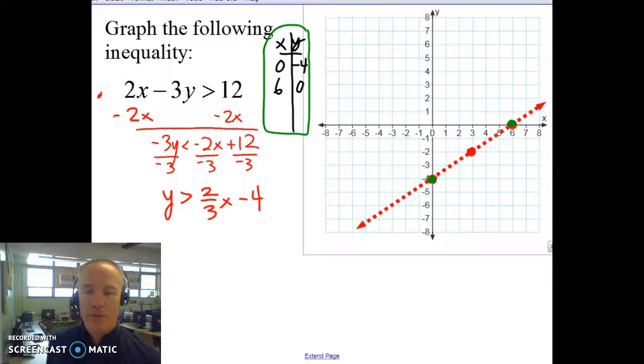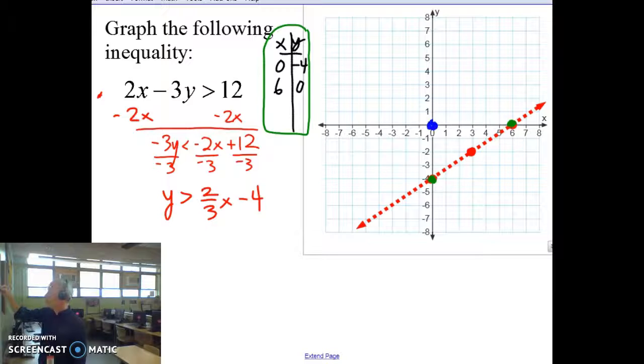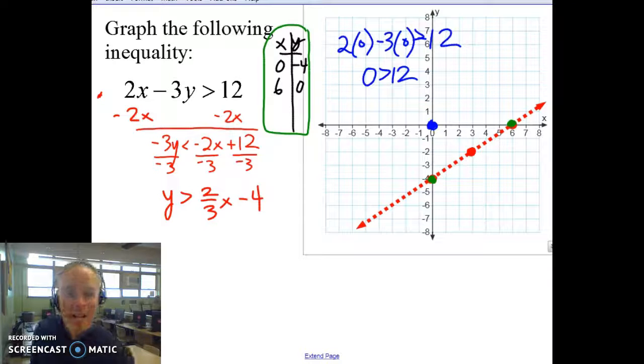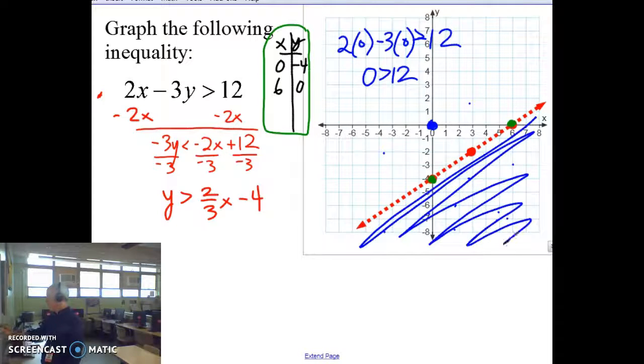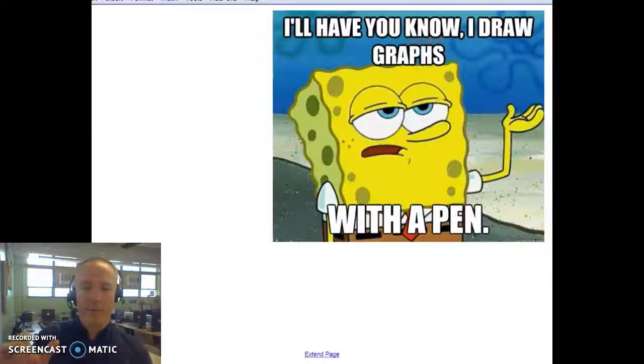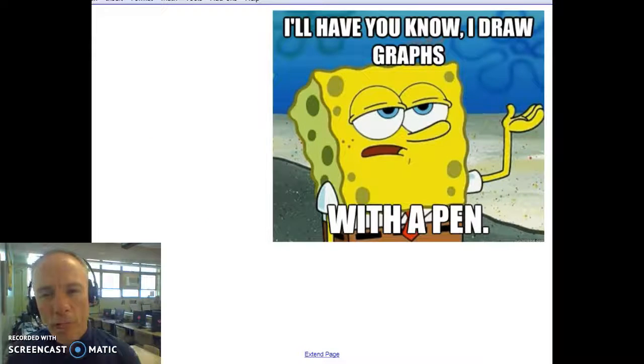Now, your next step after you've done this is you have to determine which are the solutions. It's a dotted line because it's a greater than symbol, not also equal to. So all of those dots on that line are not part of the solutions, but which region do we shade in? So now we try it with 0, 0. 2 times 0 minus 3 times 0 is greater than 12. Is 0 greater than 12? It is not. So we're not including all of these solutions up here. We're including all of these solutions down here. Shade in the region.